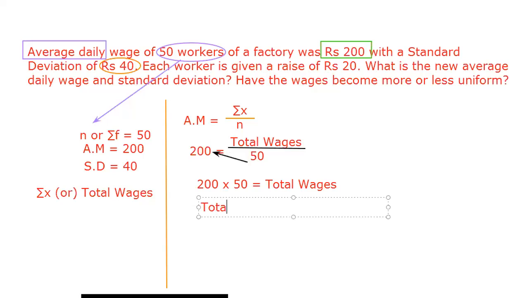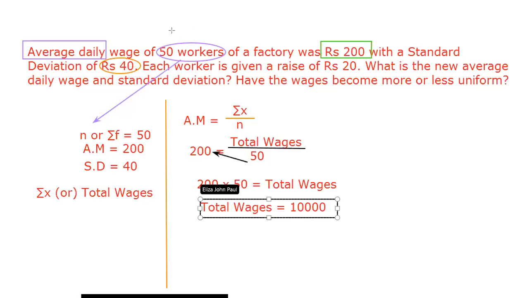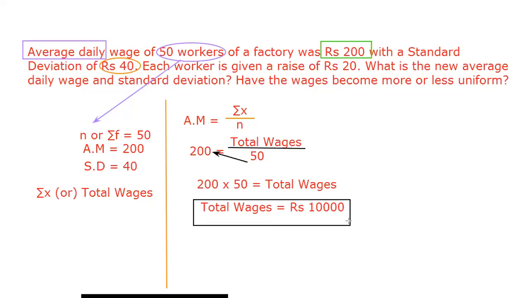Is there any confusion? It is a small case, and we can expect it in a 4-mark question. So this is our total wage, that is rupees 10,000. We have to write it in rupees. Let us do it one by one, stage by stage.